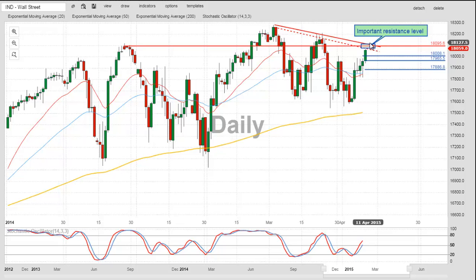18,130, followed by 18,155, followed by 18,200. The other alternative is rejection at the current levels at 18,095, which could potentially cause a bit of a consolidation and a pullback, and in that case 18,000 followed by 17,965 followed by 17,886 would offer some support on the downside, and most of the bullish traders would be looking to potentially test long setups on any of these pullbacks and the tests of these supports.